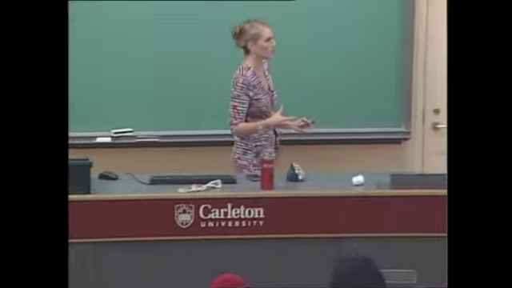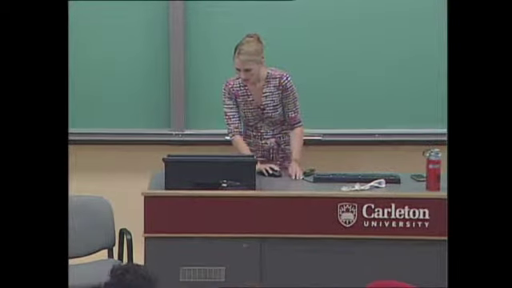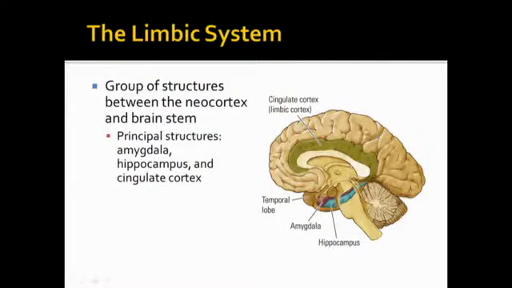So the second important group of structures I want to talk about is the limbic system. And I've mentioned the limbic system before. It is, again, a group of structures that's located between the neocortex. Here's a sagittal slice of the brain. Remember, this is the corpus callosum. Here's the brainstem. There's the cerebellum.